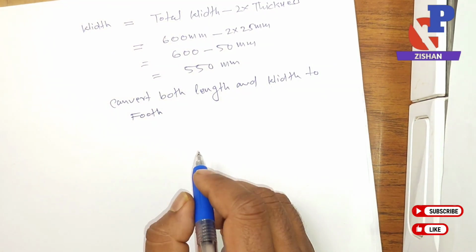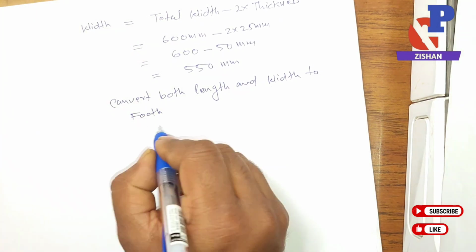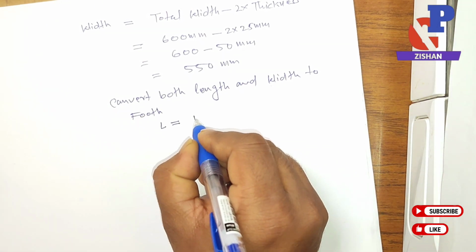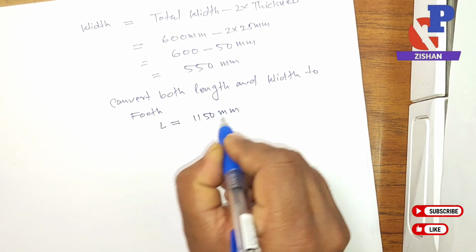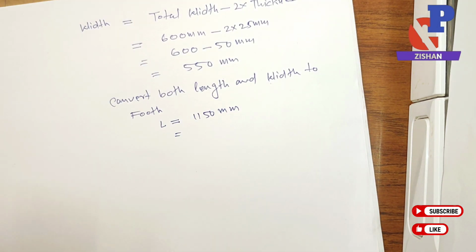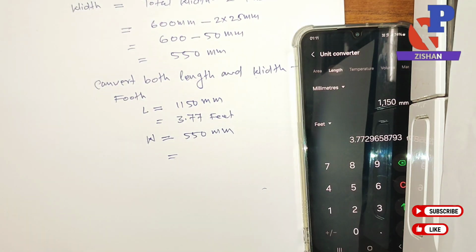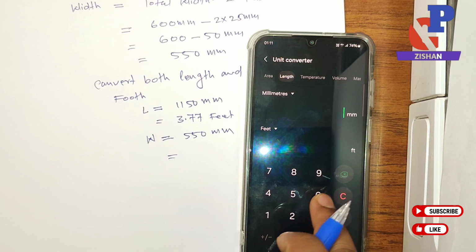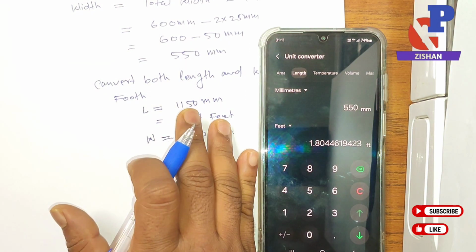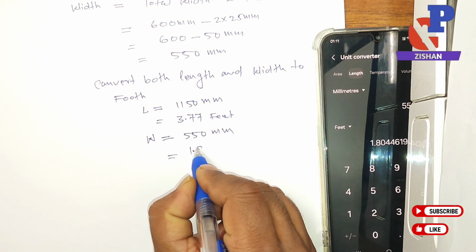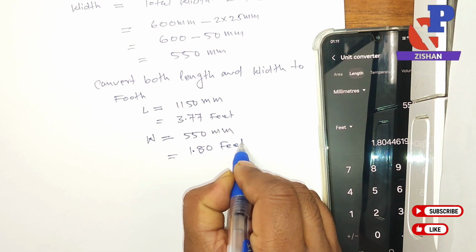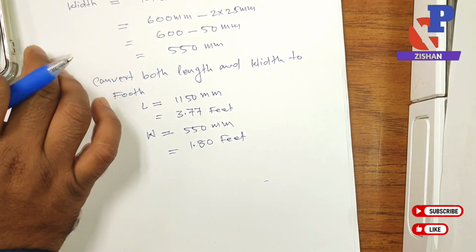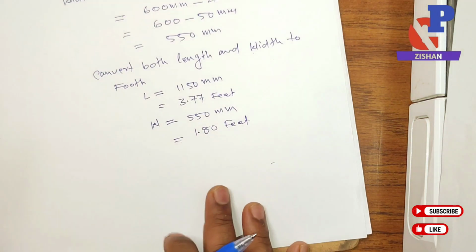As you see, the length is 1150 mm. After conversion we find that it is 3.77 feet. Similarly, we have to convert the width of the duct also. The width is 550 mm, and that should be converted into feet. After conversion we find that it is 1.8 feet.